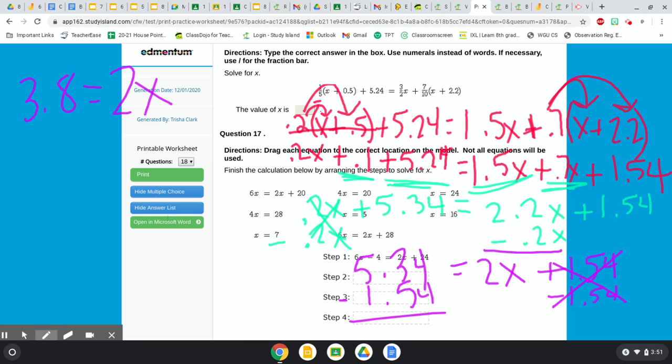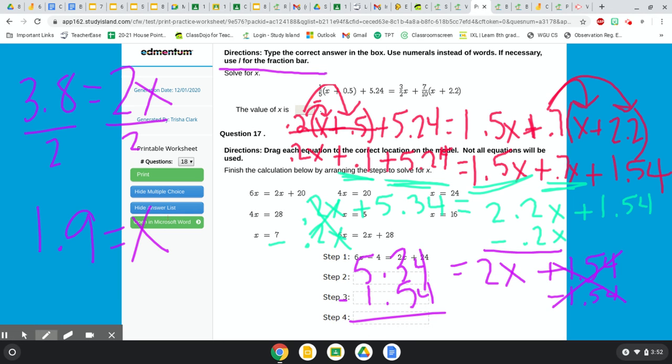And the last step is to divide by 2 because that's the inverse operation. So 3.8 divided by 2 gives me 1.9 as x. Okay, so for this one, the directions told me to use numerals. If necessary, use a fraction bar. So we have to use that slash.